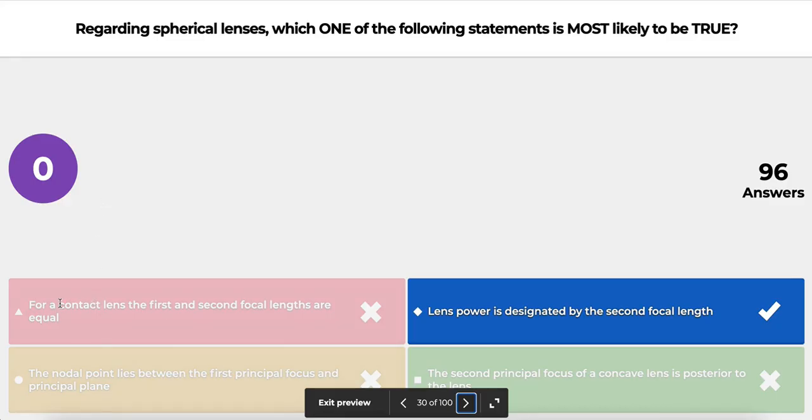Exactly. For a contact lens, the first and second focal lengths depend on the refractive media in front of and behind the lens, and in the case of a contact lens, they are different. The lens power is designated by the second focal length, as we just mentioned. This is how we determine the lens power. The nodal point lies between the first principal focus and the principal plane? No, this is not correct. The nodal point lies at the intersection between the principal plane and the principal axis. The second principal focus of a concave lens is posterior to the lens? No, it is anterior to the lens.